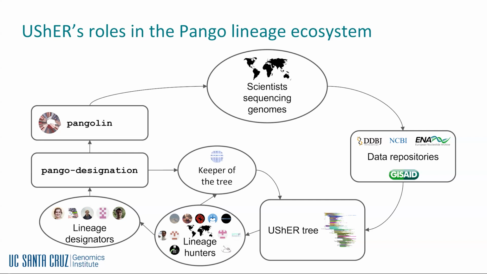So every time Cornelius designates a new lineage or 24 new lineages, I need to pick out the right node of the tree and put a label on that node for the lineage that gets propagated from one day to the next as sequences are added. I also get a lot of feedback about the tree from branches that look weird to the lineage hunters.